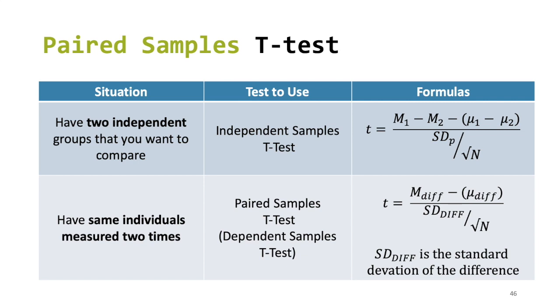And once we do that, it just becomes a one sample t-test again, where our population mean is considered to be 0. What the t then looks like is it's the mean of the difference scores minus 0, so that drops out, divided by the standard deviation of the difference scores divided by the square root of n.